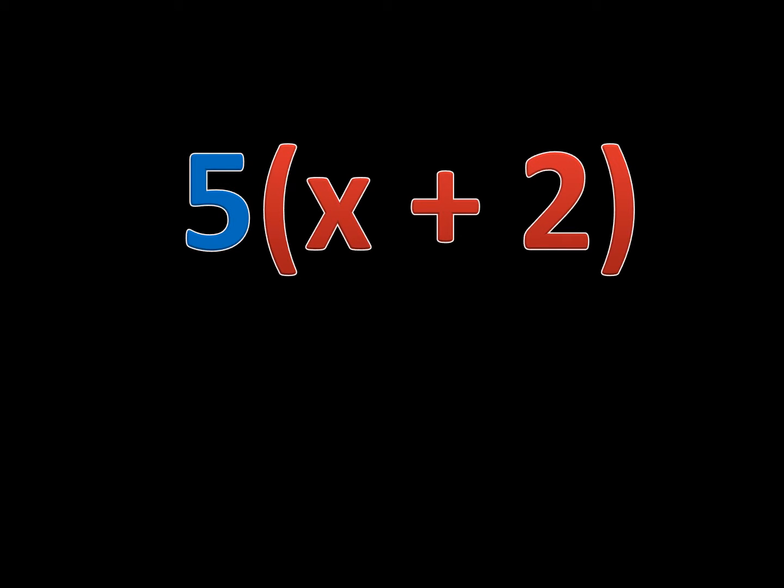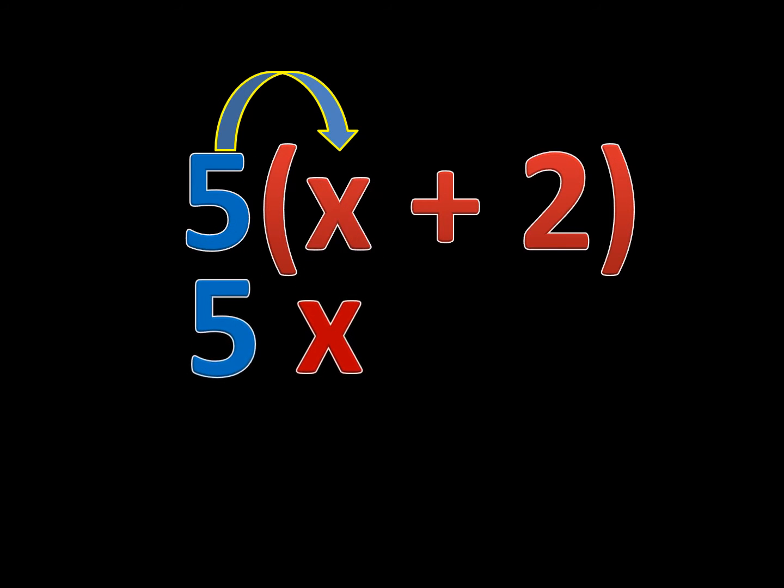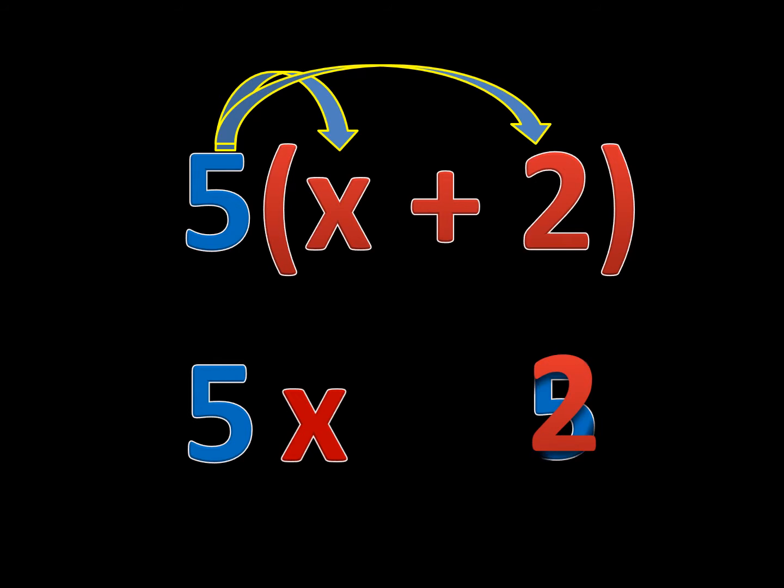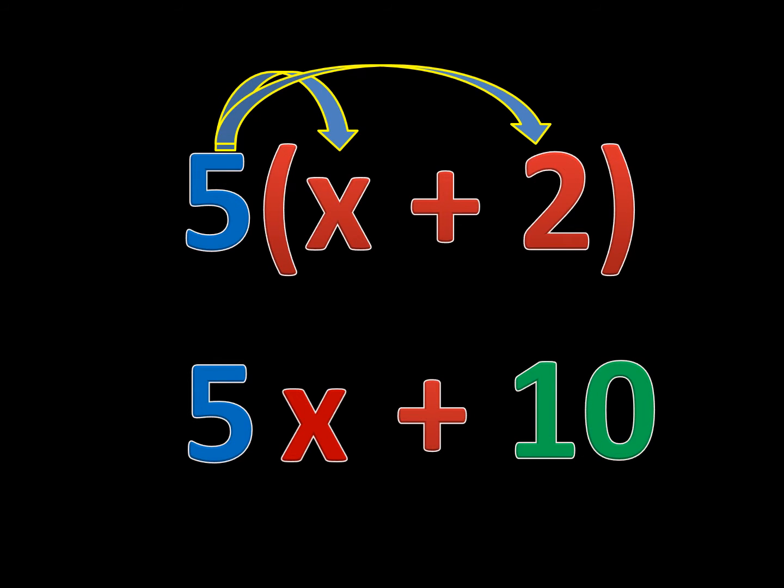Now is the time to use the distributive property. We will multiply everything that is in the parentheses by 5. Multiplying 5 times x gives the answer 5x. Then multiply 5 times 2 and get a positive 10. Don't forget to write the plus here.